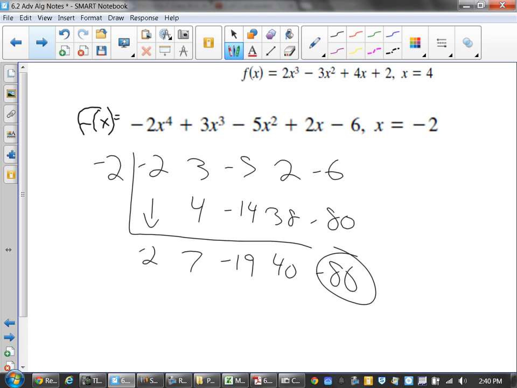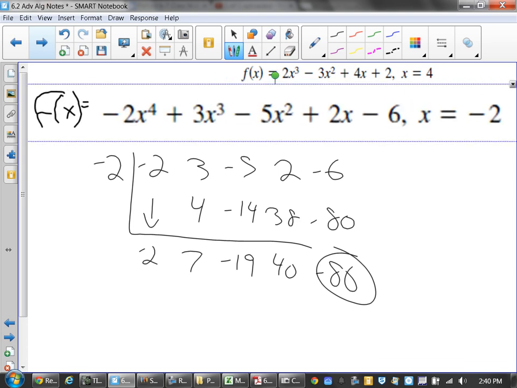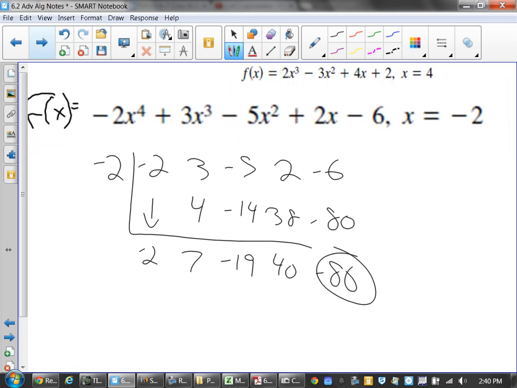What this is here, guys, the function was negative 2x to the fourth plus 3x cubed minus 5x squared plus 2x minus 6, and I was looking for when x equals negative 2.